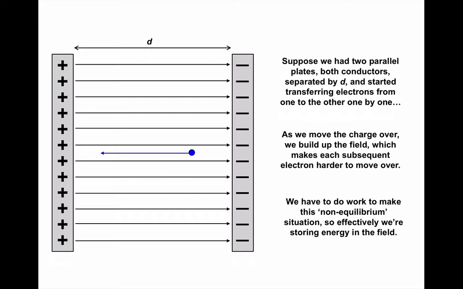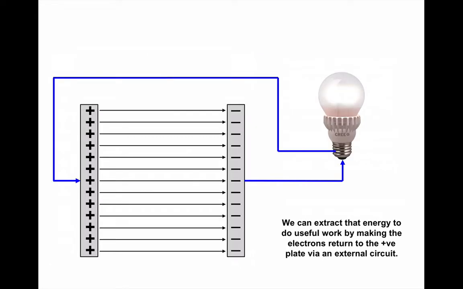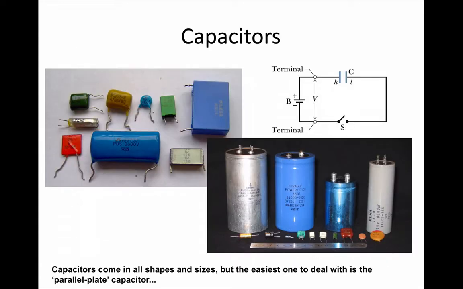We can extract that energy later to do useful work by connecting an external circuit so electrons can return to the positive plate through the external wire. This is called discharging the capacitor. You can buy all shapes and sizes of capacitors, but the shape we will concentrate on is the parallel plate capacitor. It is so common that the symbol for a capacitor is a pair of parallel lines, as you can see in the diagram at the top right.